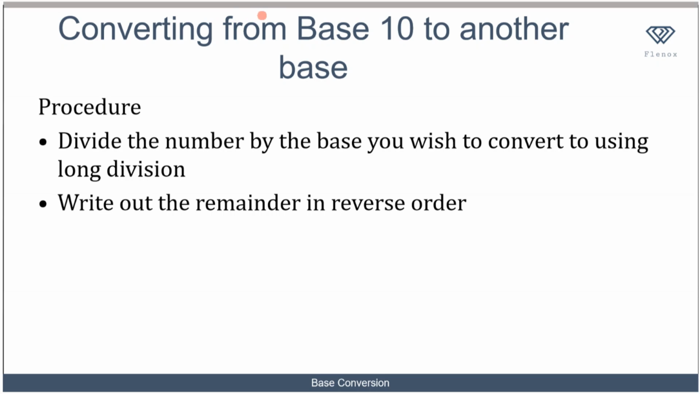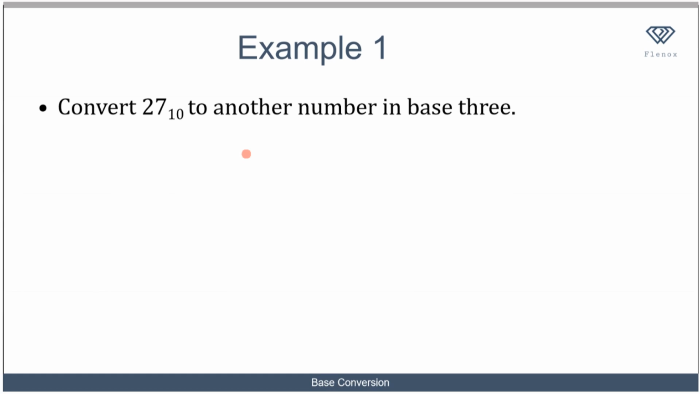So if you are given a number in base 10, how do we convert this number to another base? This is achieved through two simple steps. The first one is you have to divide the number by the base you wish to convert to using long division. And the second step is you have to write out the remainders in reverse order. Now this next example will clarify what I'm trying to talk about.